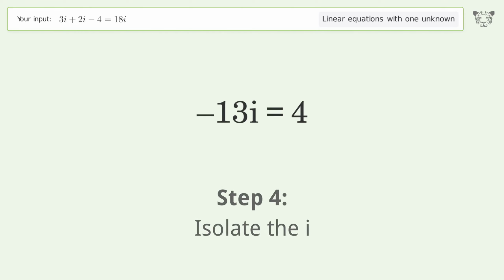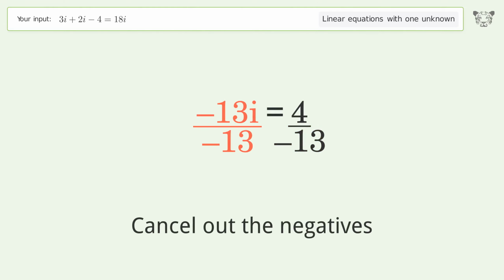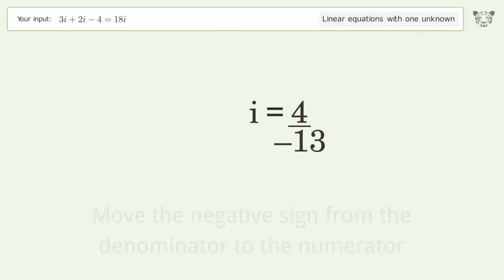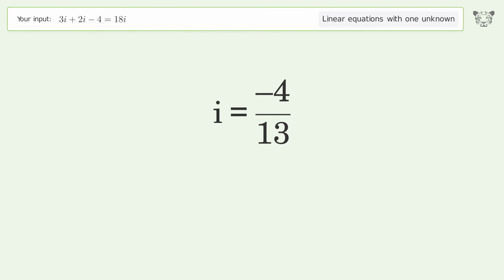Isolate the i. Divide both sides by -13. Cancel out the negatives. Simplify the fraction. Move the negative sign from the denominator to the numerator. And so the final result is i equals -4/13.